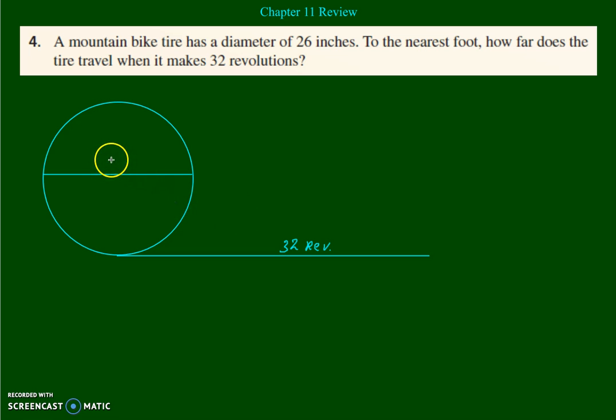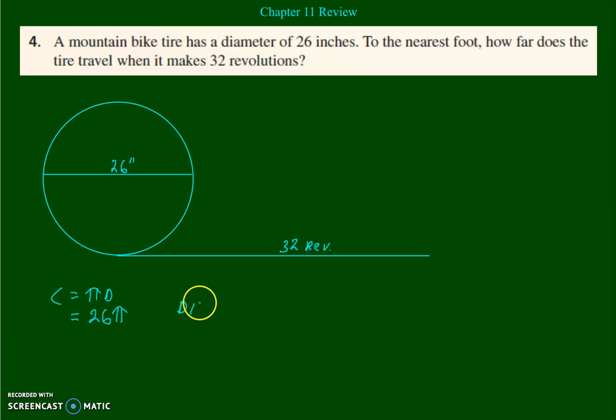And we get 26 inches. We're going to be looking for circumference. So circumference is pi times diameter, which is going to be 26 times pi. And we're looking for how far it goes in 32 revolutions. Well, if the circumference is how far it goes in 1 revolution, then we just multiply this value by 32.